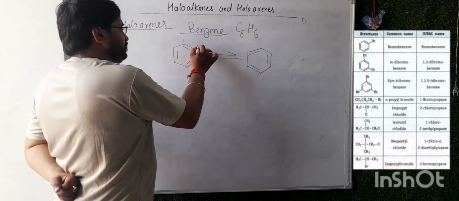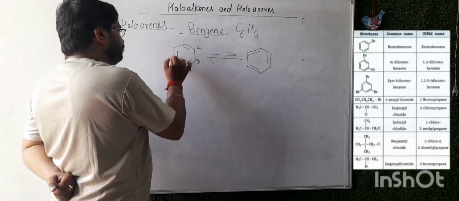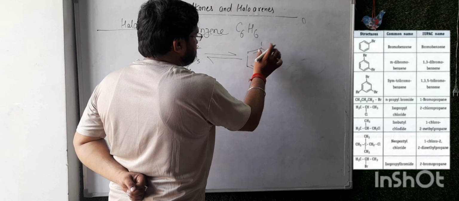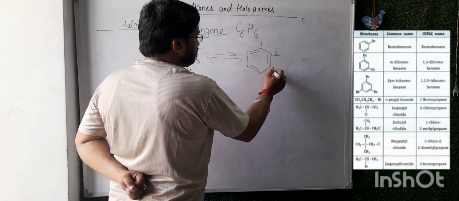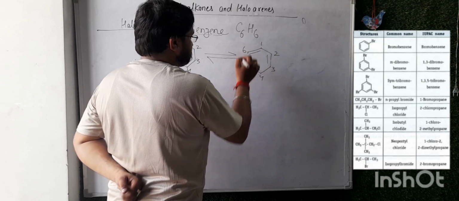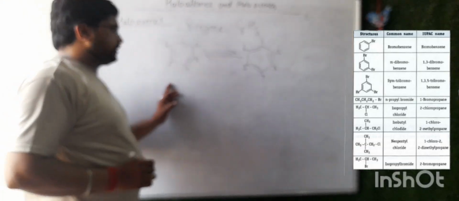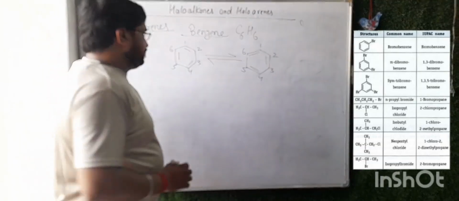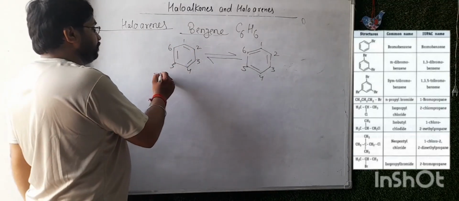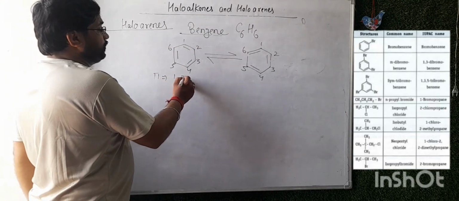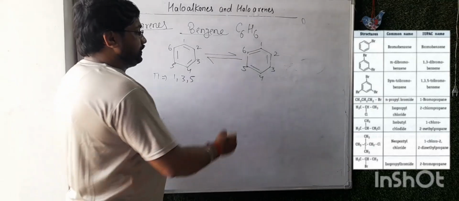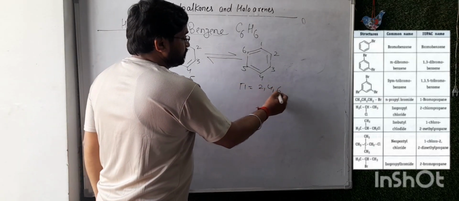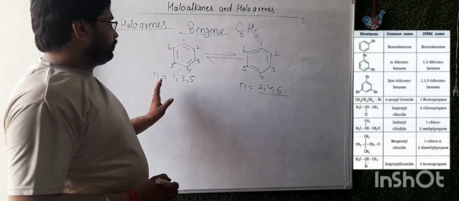So this is the first carbon, second, third, fourth, fifth and sixth carbon. Now this is the first carbon, second, third, fourth, fifth and sixth carbon. When you see this structure, this is a resonating structure, and here is the pi bond position. The pi bond position is 1, 3, 5, and here the pi bond position is 2, 4, 6. Clear? So this is the structure of benzene.